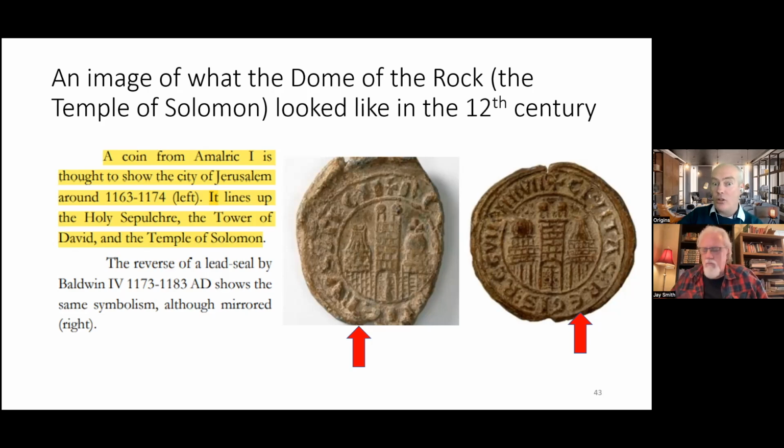So that's the one. So it's very different shape. And then on the reverse of a lead seal by Baldwin IV, 1183 AD, it shows the same symbolism. And again, this time the one on the far right is the Dome of the Rock. And you can probably make out the crescent moon, but you can see that it's not a dome.